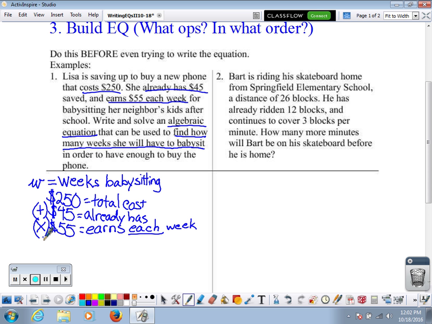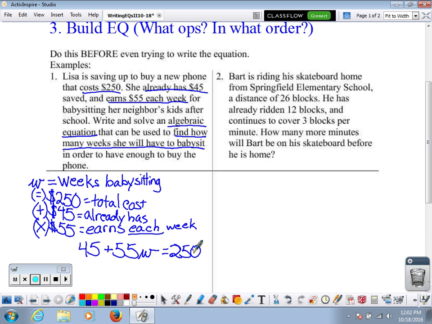Okay, what about that $250, that total amount? Very good. Okay, we need to add all this money together that she gets, and it needs to equal that $250. She wants to have enough to buy the phone. So we can build the equation. We can say she starts with those $45, that's what she already has, and we're going to add $55 to it each week, which means times the weeks that she's babysitting. Now this is how much money she has. We need that to equal $250. We need that to equal the total price of the phone.